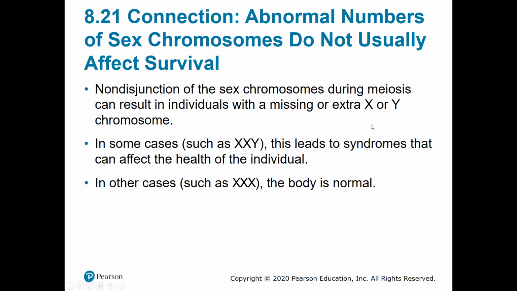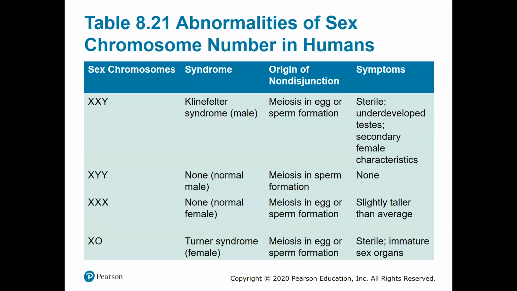So you can have an extra X chromosome or an extra Y chromosome and still end up being fine or normal. And then you can actually lose one of the sex chromosomes and still end up being a normal functioning individual. For example, if you have an extra X chromosome, so an individual with 2 X's and a Y, that's called Klinefelter syndrome.